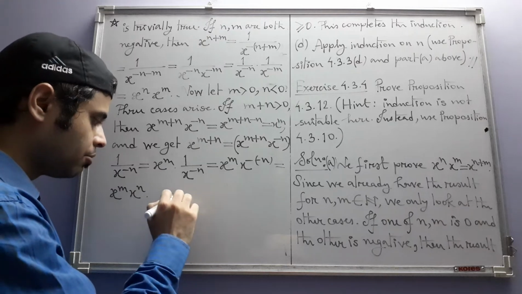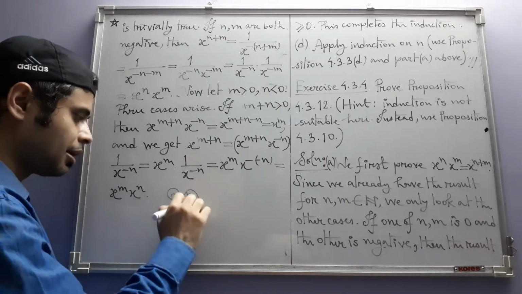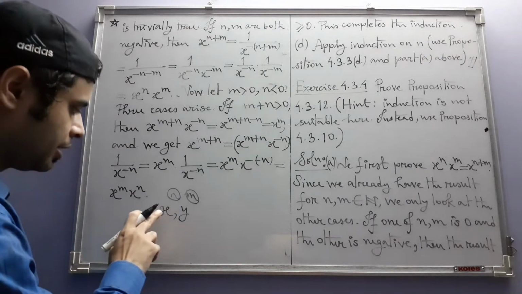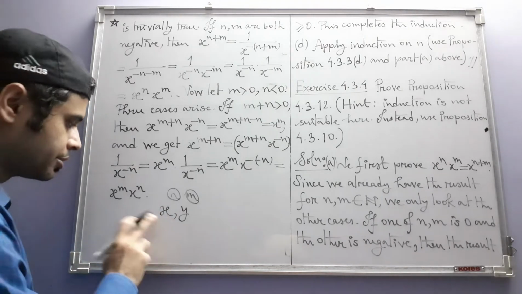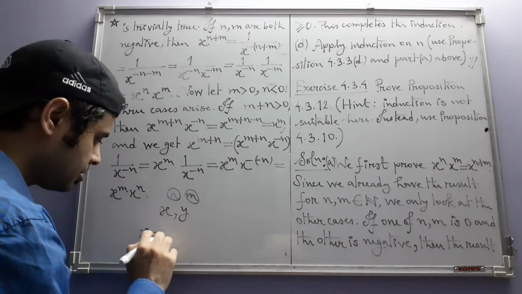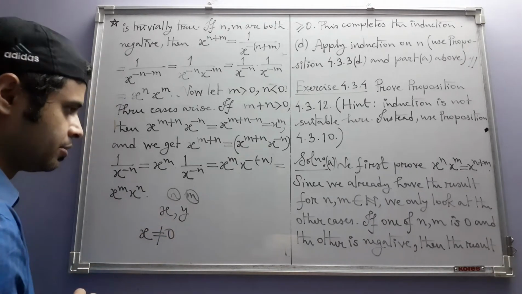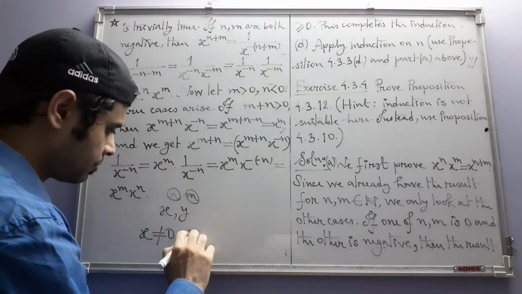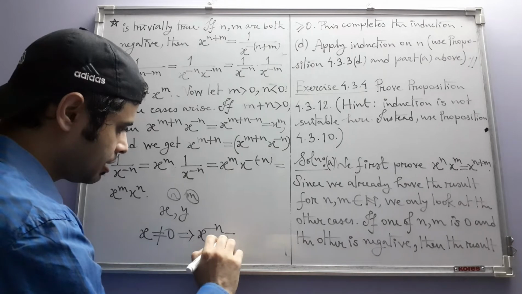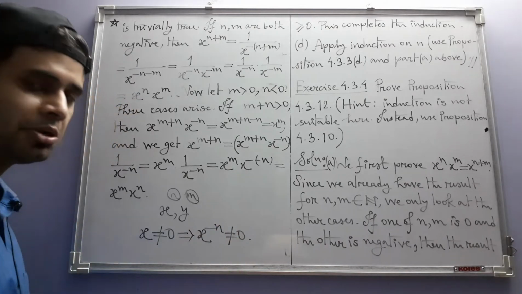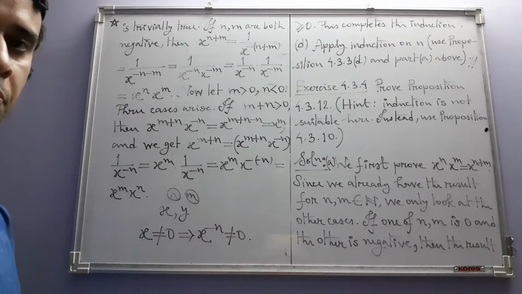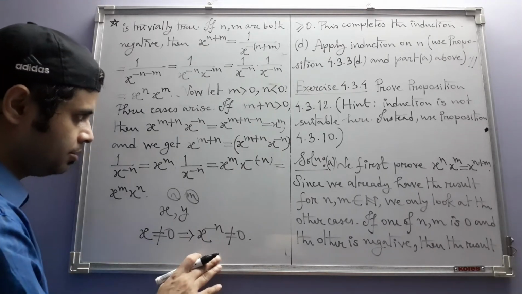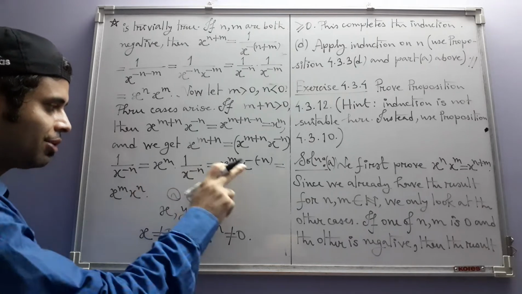Because we don't know what the exponents n and m are, they may be negative. To avoid having 0 in the denominator, we have assumed x to be non-zero. So since x is non-zero, by part b of the previous proposition, x to the power minus n is non-zero. Keep in mind that minus n is a positive integer. That's why we have been able to divide both sides.